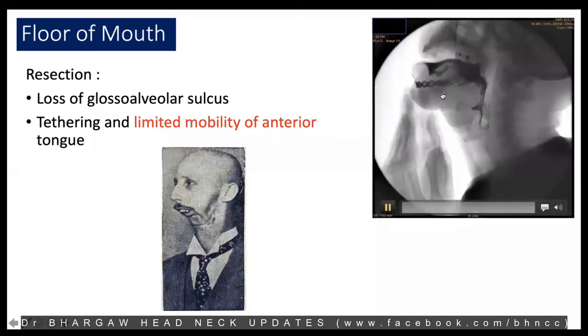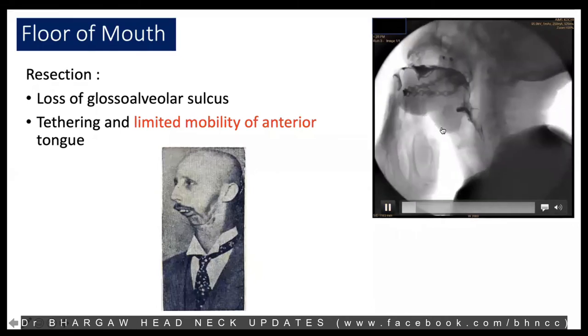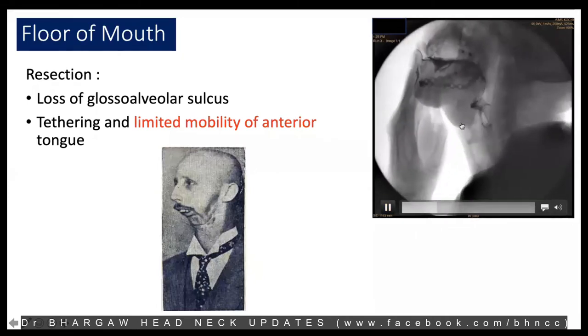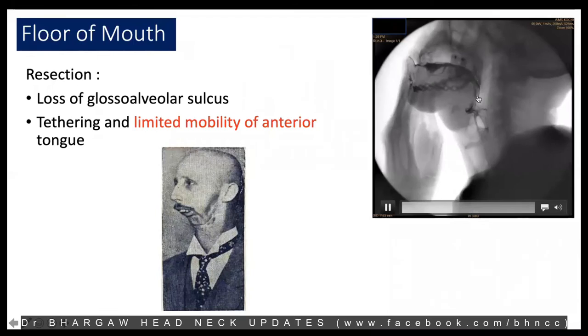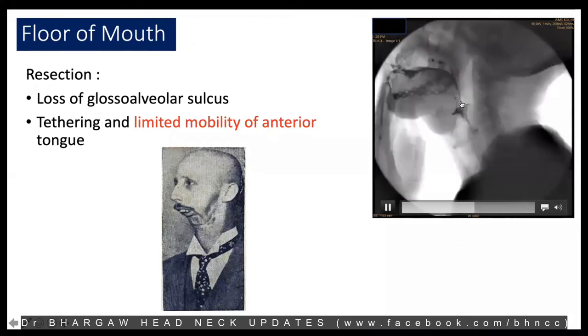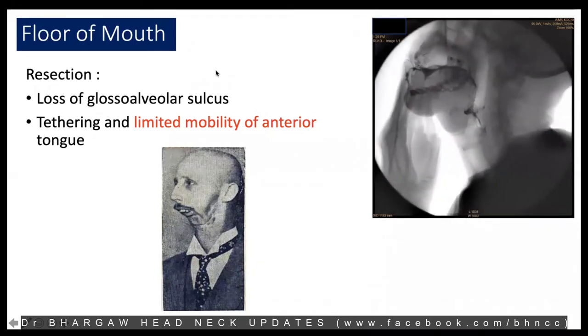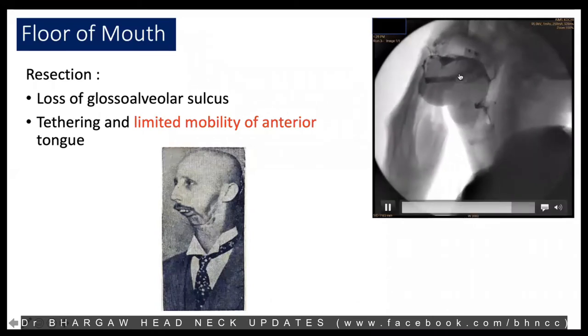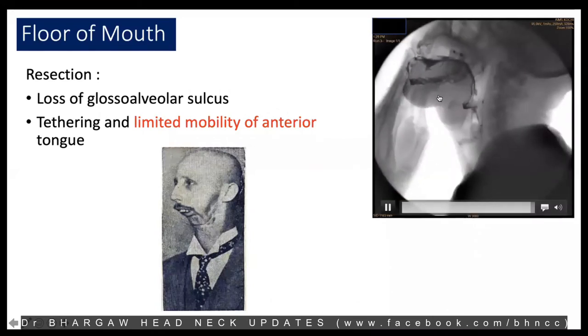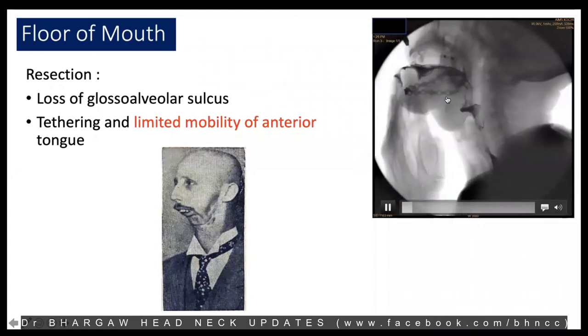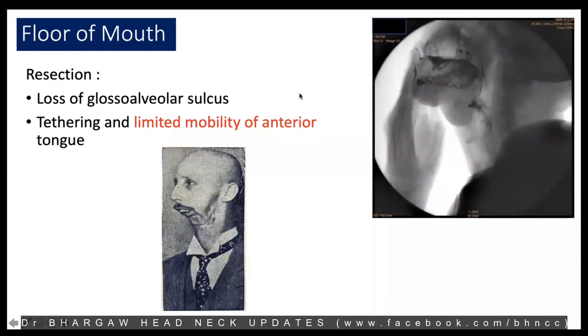And over here, you can see with the reconstructed flap and a good hyoid suspension, the patient can actually swallow, and the retrolingual space is also less. So tongue and floor of mouth resections sometimes involve suprahyoid muscles, so that causes a lot of disability to swallow.